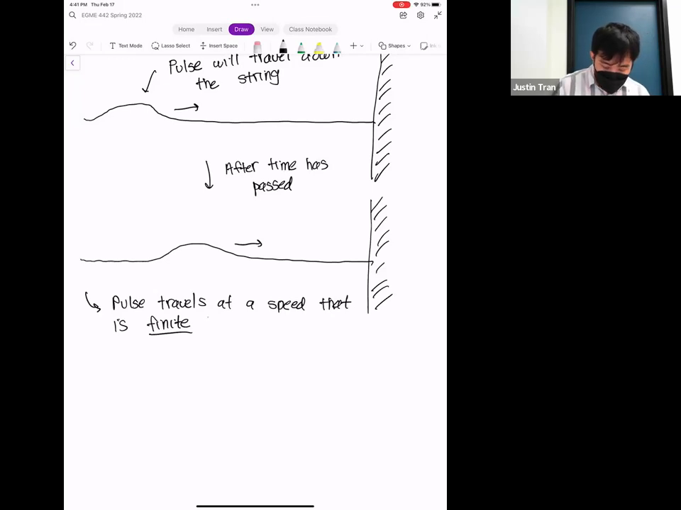And what I mean by finite is that it exists, so it's not infinity, and we can measure it and observe it.